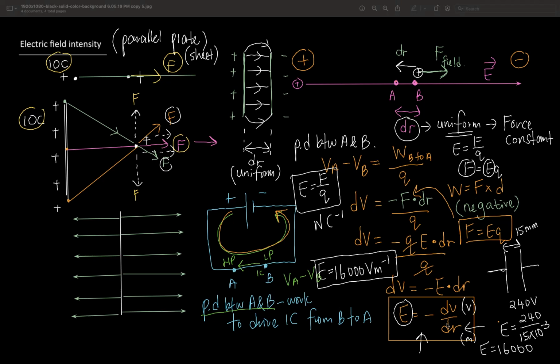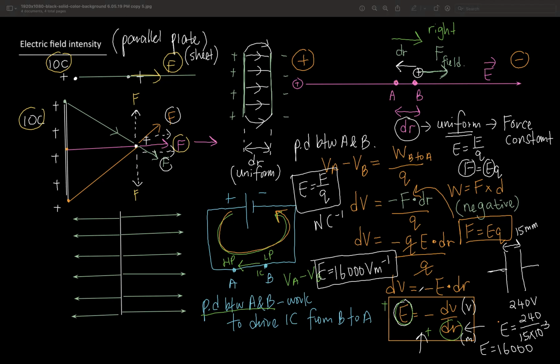Okay, you see, when the dr is positive, that means we are going to the right. When we go to the right along the line, when the dr is positive and the electric field is positive, we go along the line to the right. The dV is negative. That means the potential decreases as we go along the line.